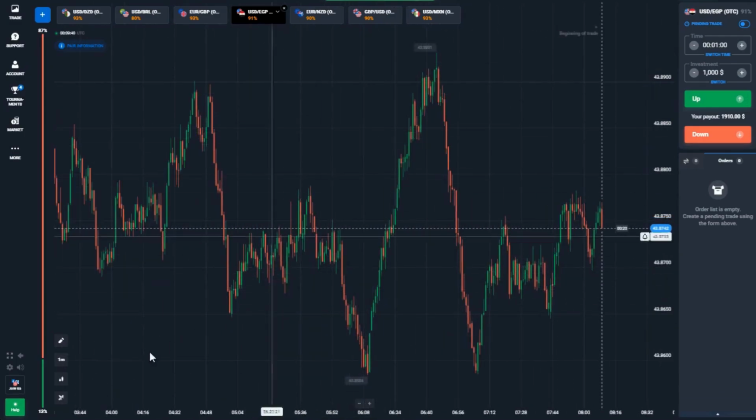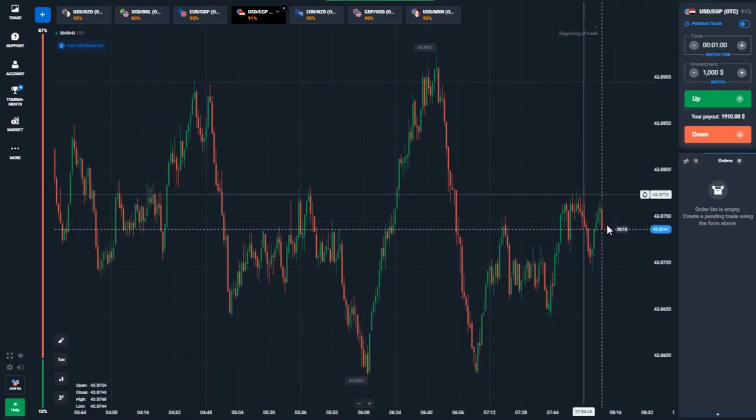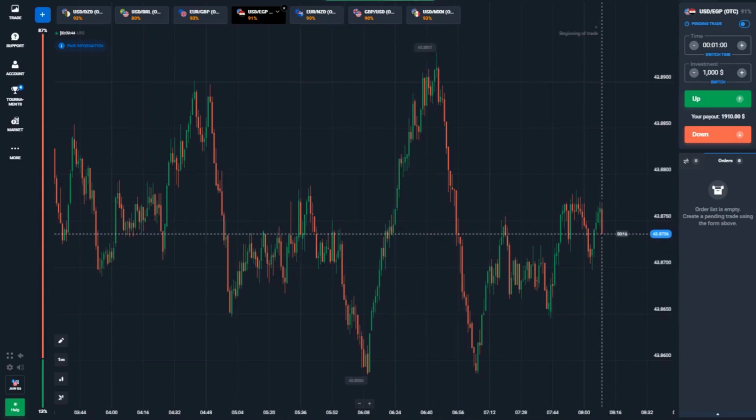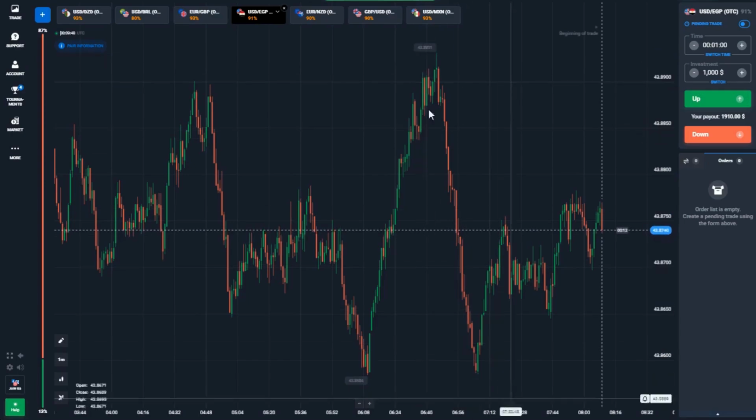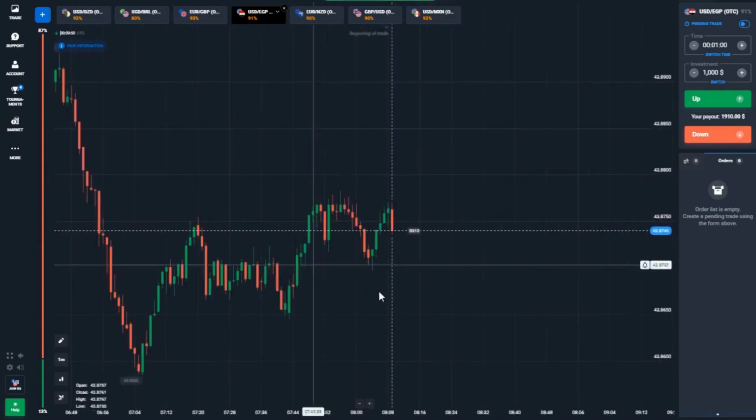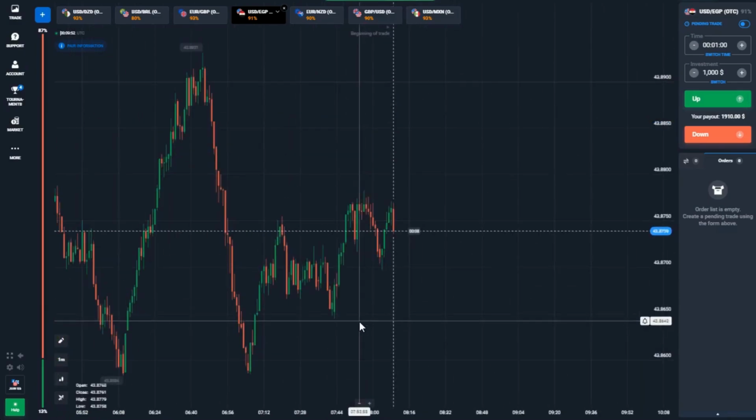Here, I see that the official market has been dropping. Every time the price goes up, sellers come in strongly. If you notice, every time the price rises, it drops sharply. The strength of the sellers is much greater than that of the buyers.